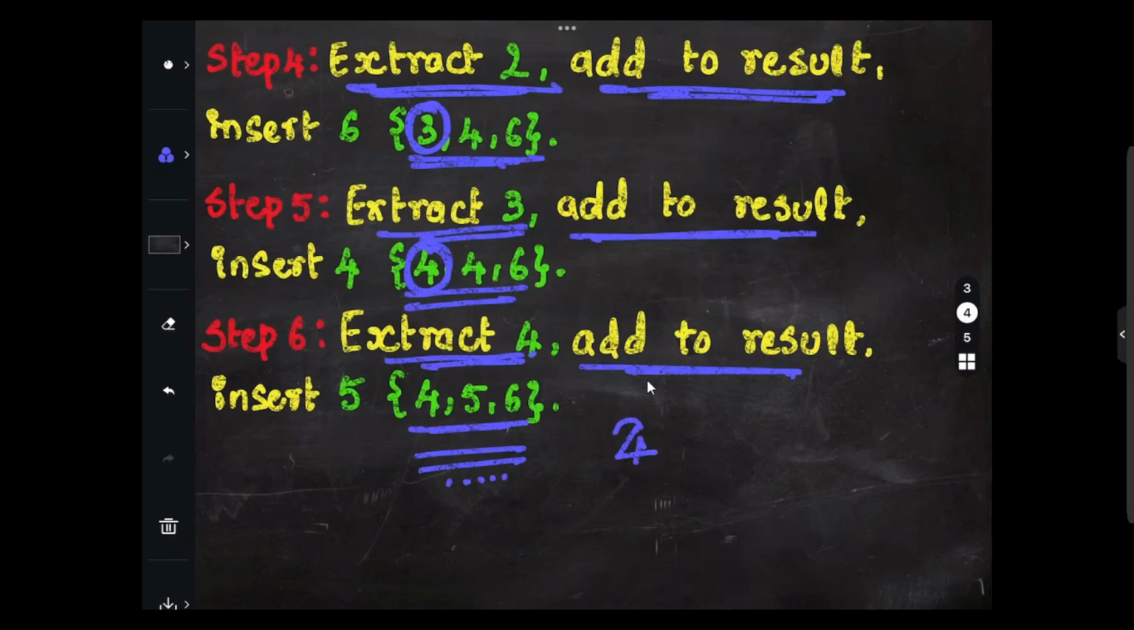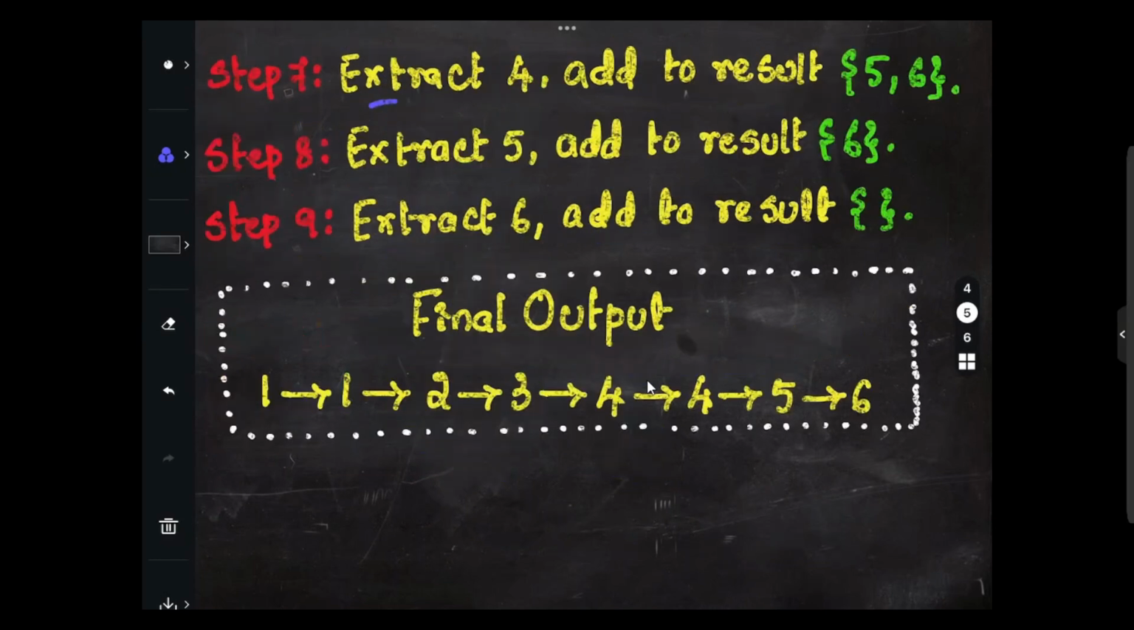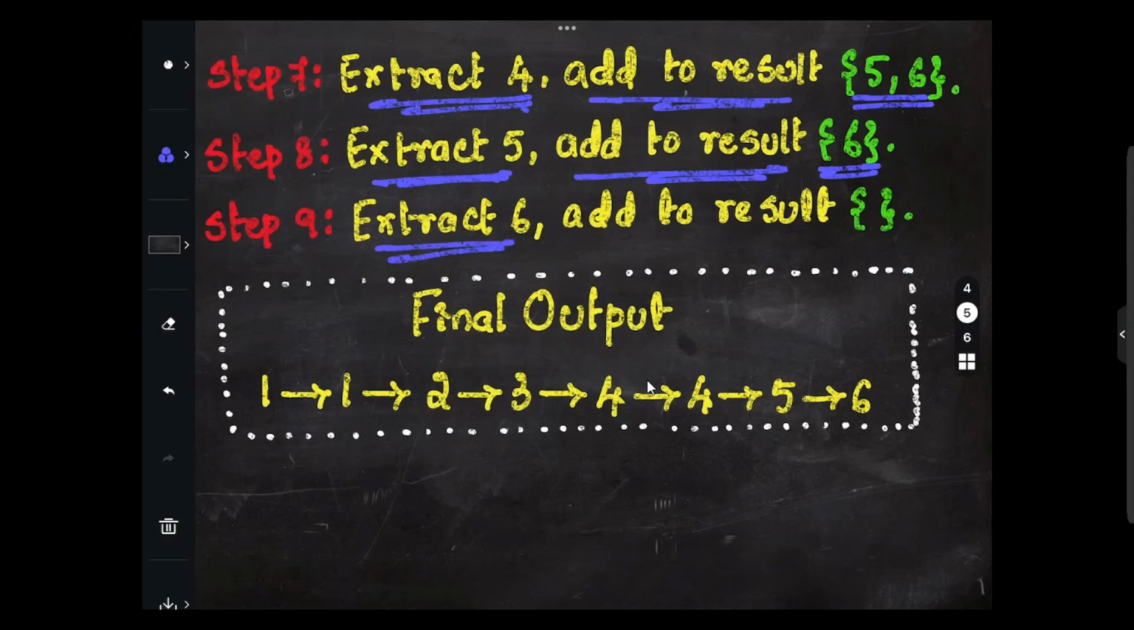Again, we will extract 4, the final step. We extract 4 and add it to the result. This becomes 5, 6. Only 2 elements are left now, 5, 6. Among 5, 6, what is the minimum? 5 is the minimum. We will extract 5 and add it to the result. Only 6 is left. As only 6 is left in the PQ, the minimum will be 6 itself. We will add 6 to the result.